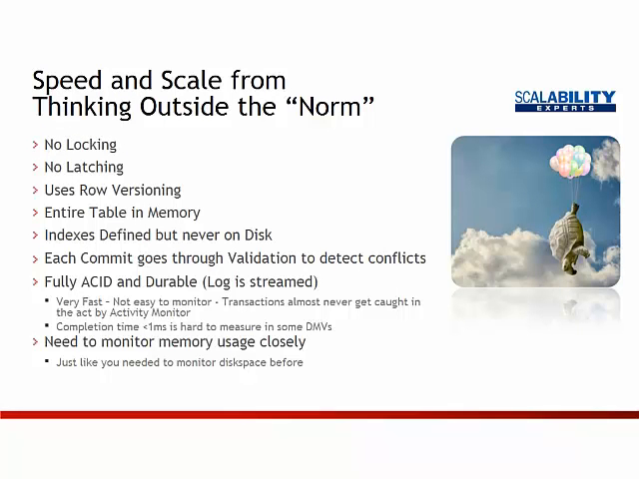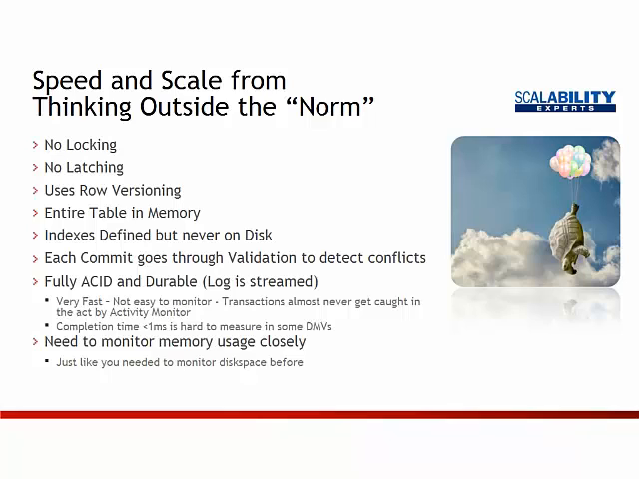So we said, okay, we want to get rid of latching and locking, because that was the thing that was really slowing down our access to that data. Even if it was within memory, we still had to do latching and locking to prevent other people from changing that data. So now we don't do any locking, we don't do any latching. We do something called row versioning that basically allows us to make the change, and then we check afterwards to see if we stepped on anyone's toes. So there's a validation that goes on after the fact to see if there's any conflict. If there is a conflict, then we have to address it. It's still fully ACID and durable. The log is streamed directly to disk as this is all happening. This is very fast, which is great.